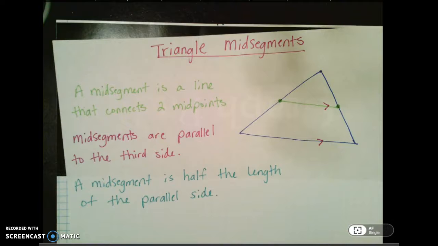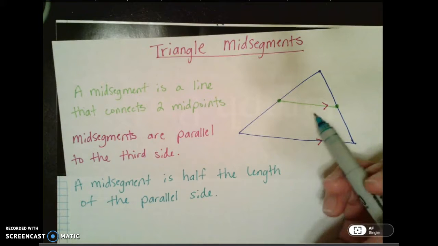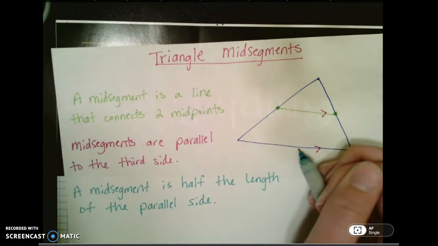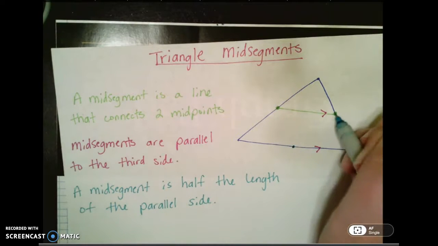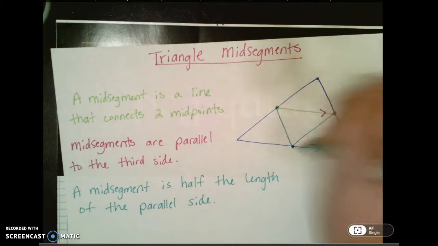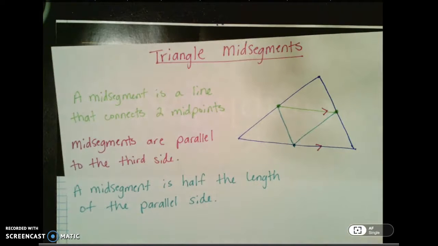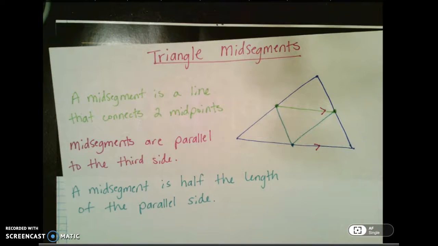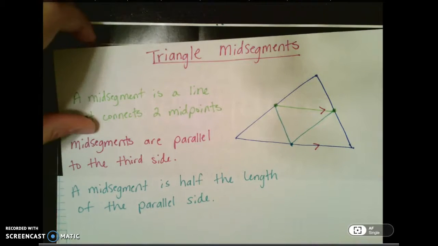Okay, there are a total of 3 midsegments in every triangle. The first one I drew is here, but there are 2 more here and here. They kind of form a little triangle inside the big one, but these are 3 midsegments. And a midsegment is half the length of its parallel side. We are going to use that information to do these examples.